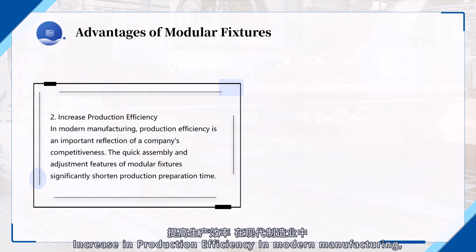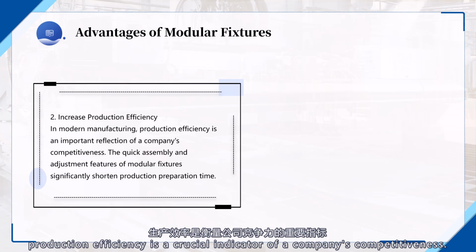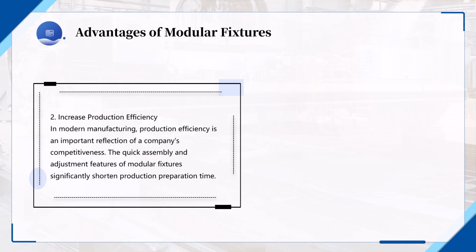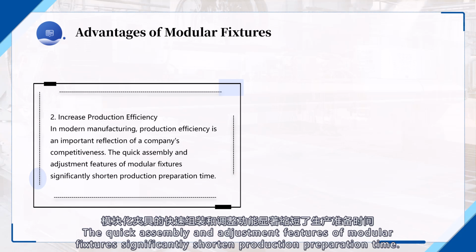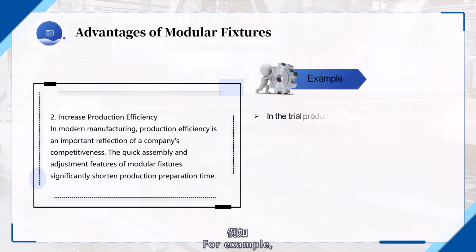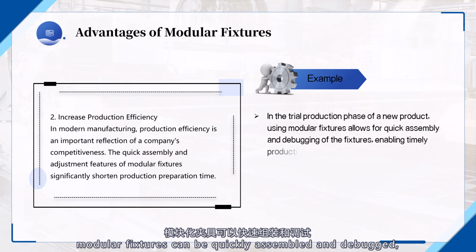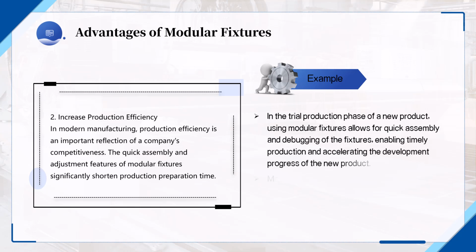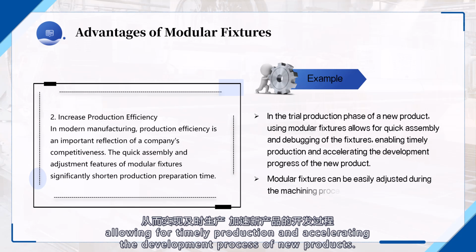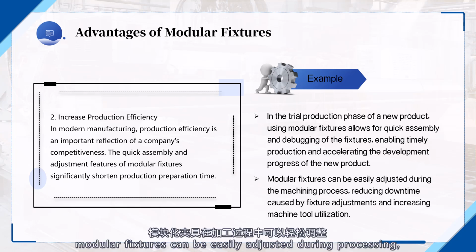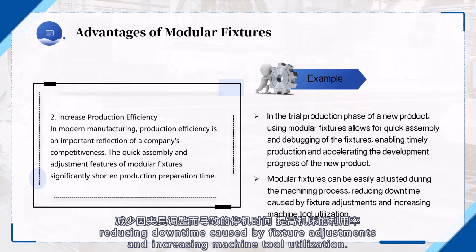2. Increase in production efficiency. In modern manufacturing, production efficiency is a crucial indicator of a company's competitiveness. The quick assembly and adjustment features of modular fixtures significantly shorten production preparation time. For example, during the trial production phase of a new product, modular fixtures can be quickly assembled and debugged, allowing for timely production and accelerating the development process of new products. Moreover, modular fixtures can be easily adjusted during processing, reducing downtime caused by fixture adjustments and increasing machine tool utilization.